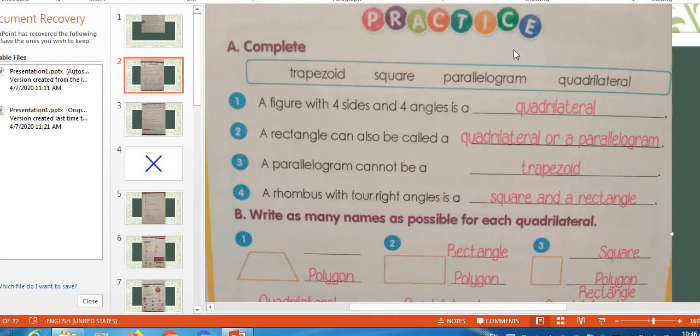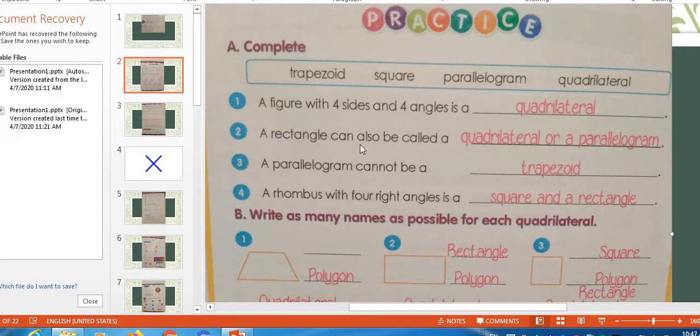Okay, time to practice. I have here "Complete this exercise," and it gives me trapezoid, square, parallelogram, quadrilateral. A figure with 4 sides and 4 angles, who am I? A figure with 4 sides and 4 angles is a quadrilateral. Quad means 4. Yes, it's a quadrilateral shape.